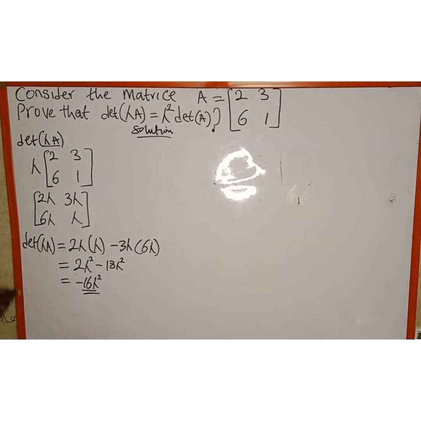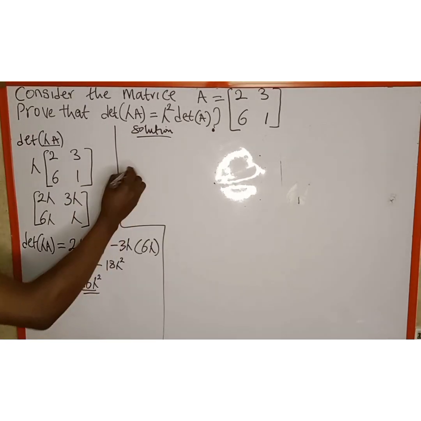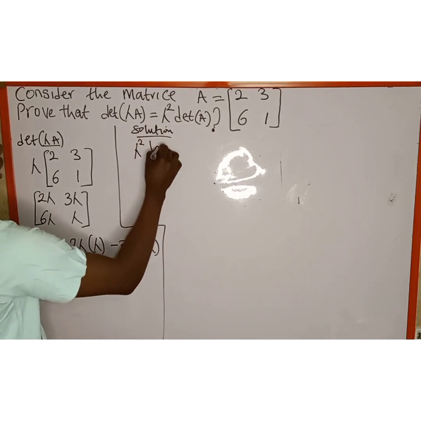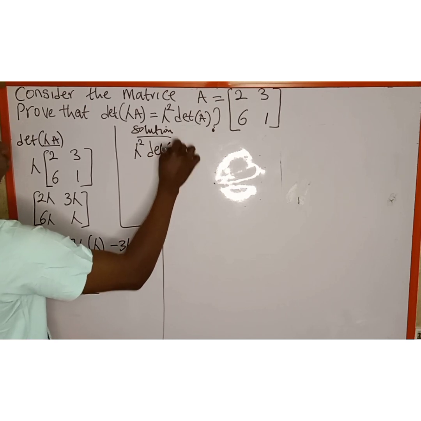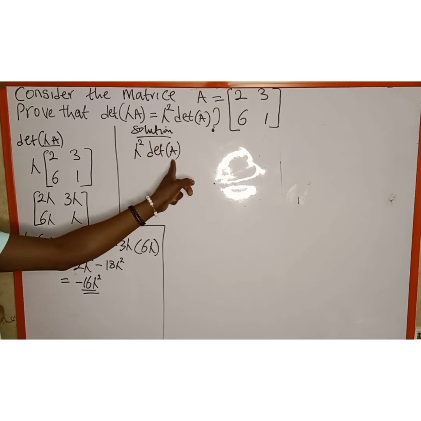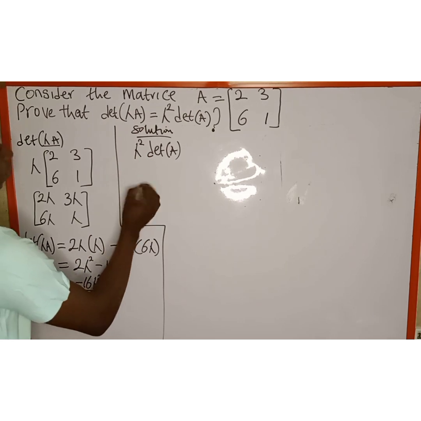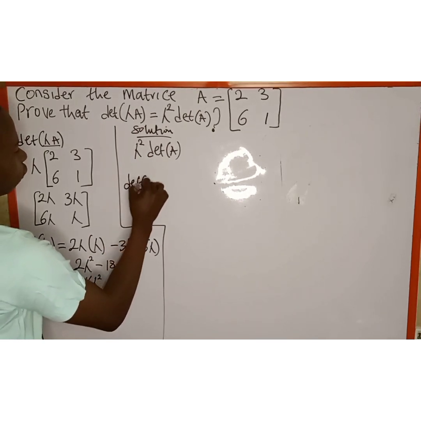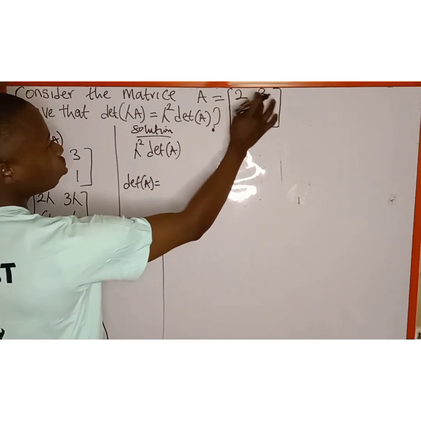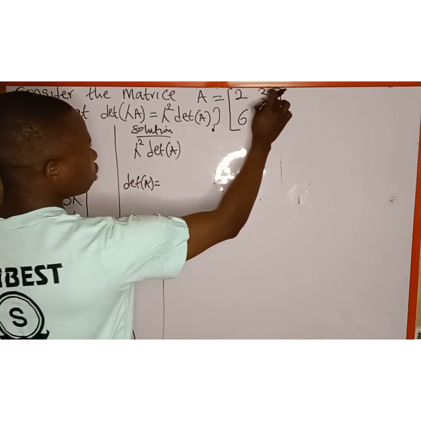This is the left hand side. So let us check the right hand side. On our right hand side, we are asked to find lambda squared times the determinant of A. So the first thing for us to do is to look for our determinant of A, before we multiply our result by lambda squared. So let us get the determinant of A. My determinant of A will be equal to this. The A contains these elements 2, 3, 6, and 1. What you need to do is use the first row throughout.